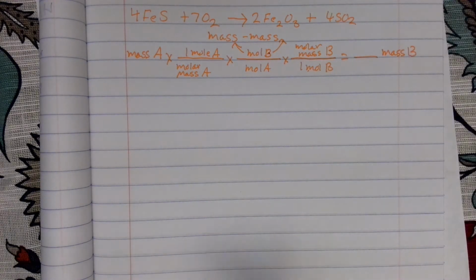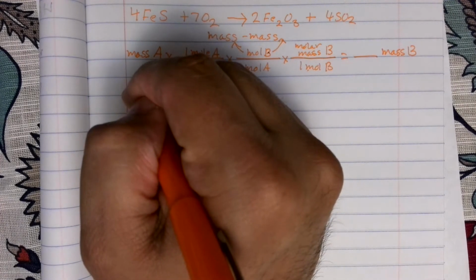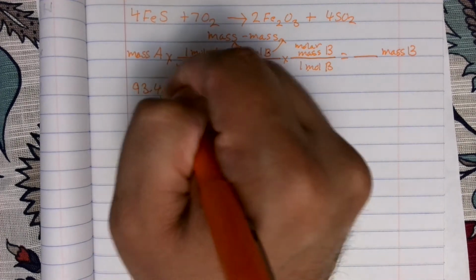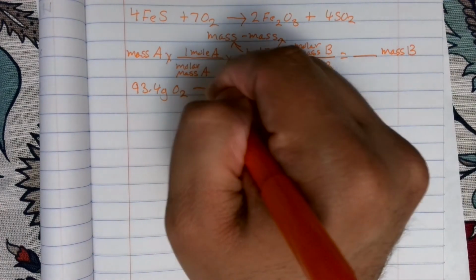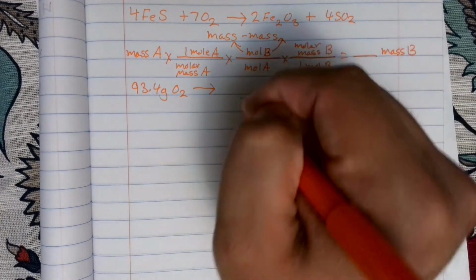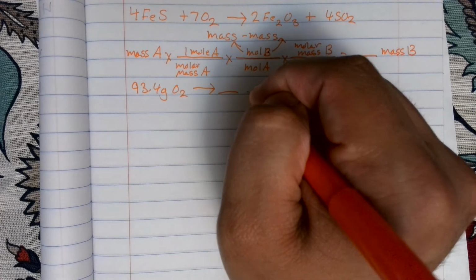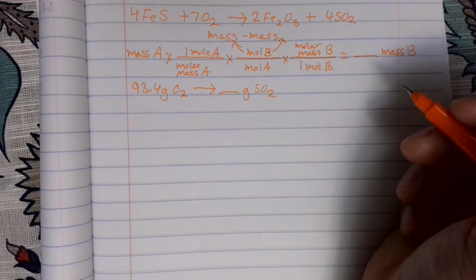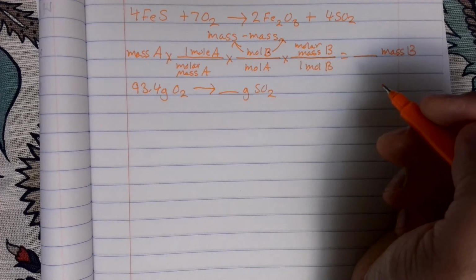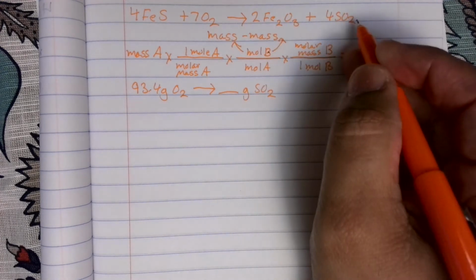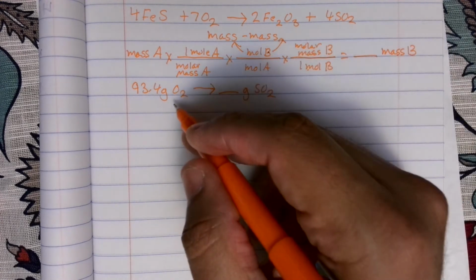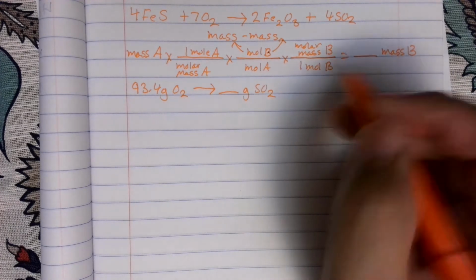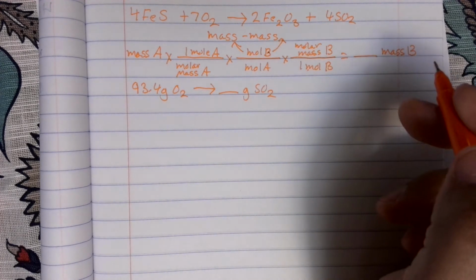So we're going to start off by saying that we're reacting a total of 93.4 grams of oxygen. And we would like to know how many grams of SO2 this is going to yield. Okay, so we want to know how much sulfur dioxide is going to come out of this. So we're going to take one of the products and change it into the reactant. But we have a mass to begin with, so we can't just straight go into the mass of B. We have to follow through the steps here. So we're going to need a few things that we're going to put first.